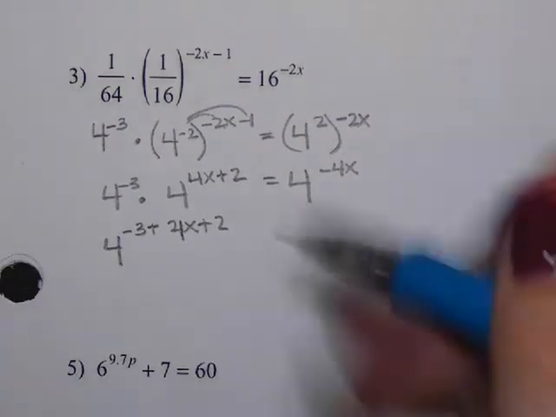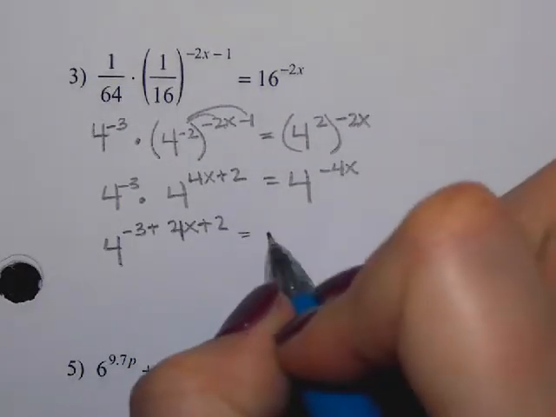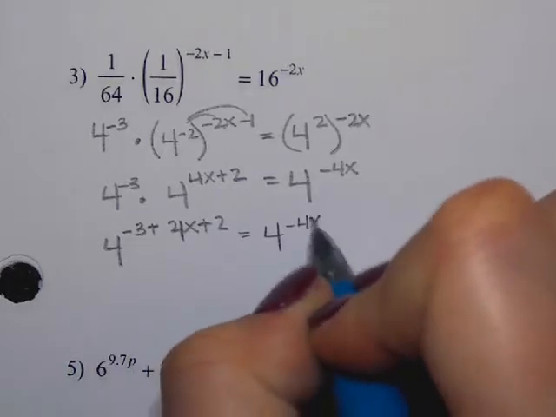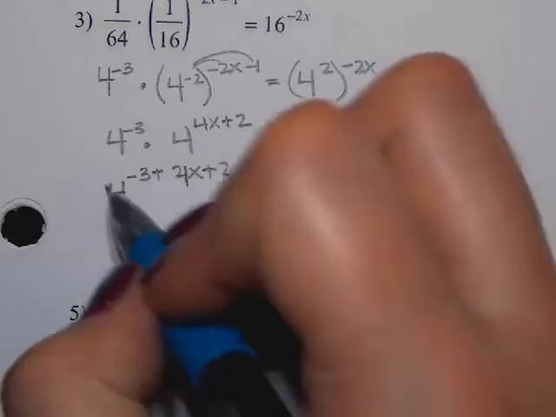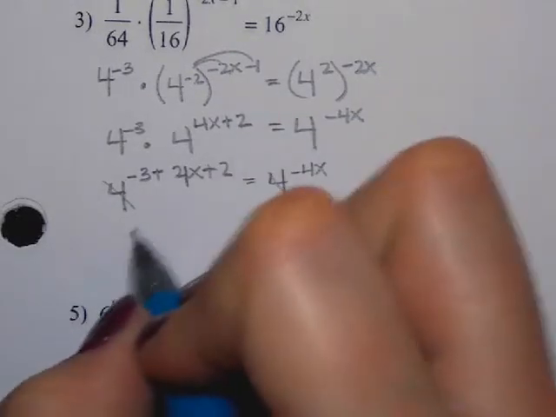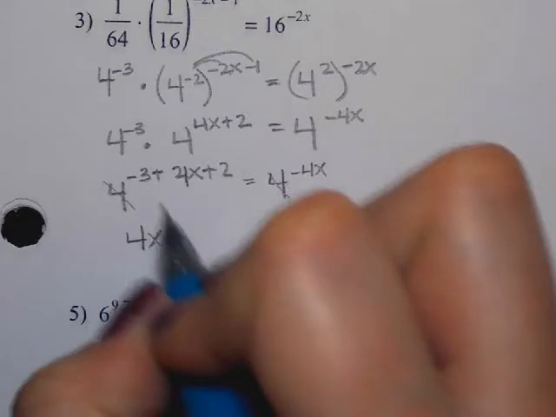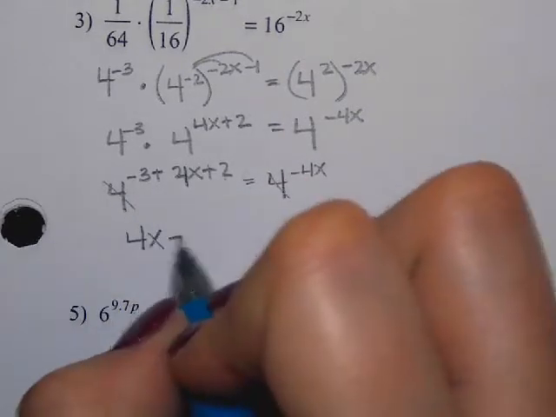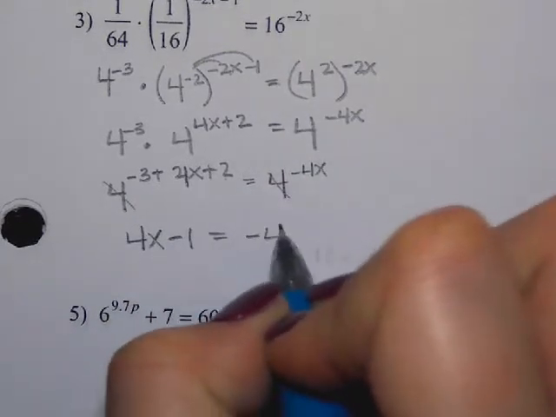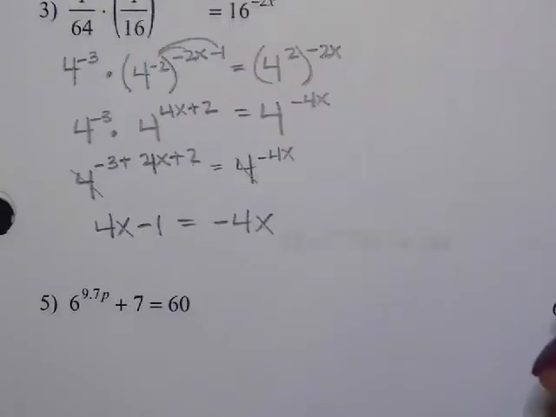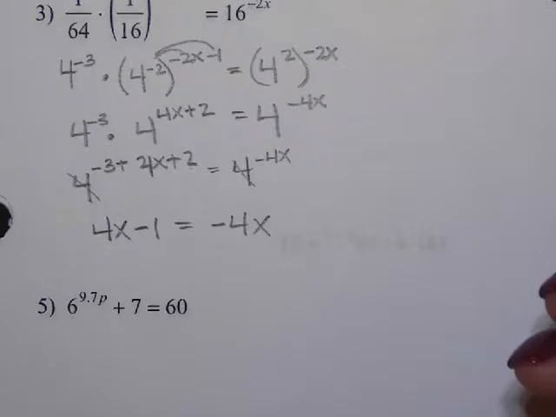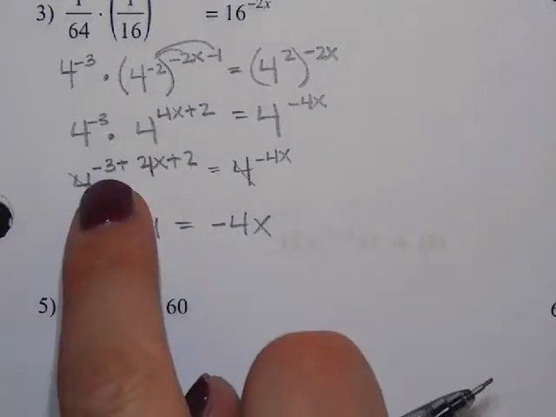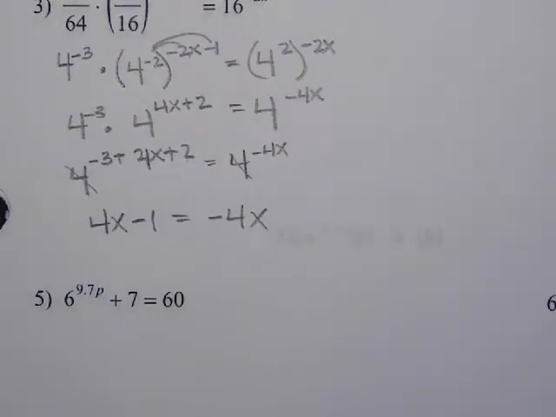All right, 4 to the negative 4x. Okay, what do I do now? Cross out the 4's. So we've got 4x and negative 3 and positive 2 makes negative 1 equals negative 4x. Why would it be minus 1 if you got the negative 3? Oh, wait, the 2, never mind. My bad. You're good.